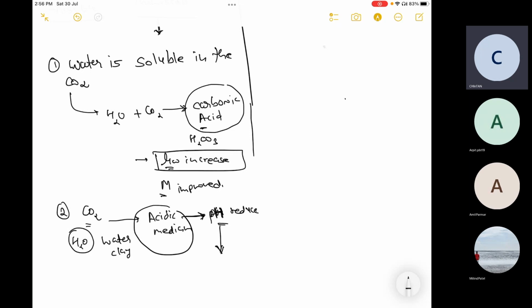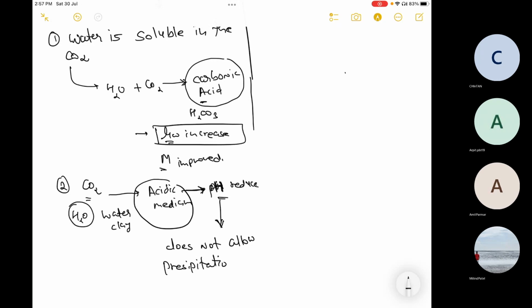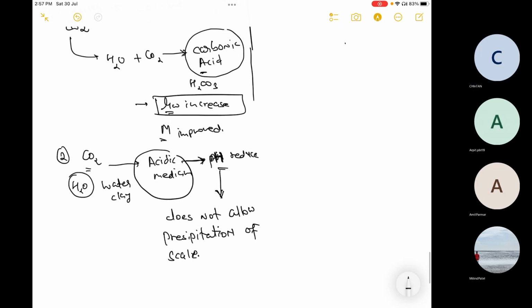just go through production also once. There I have explained the scale formation as well. So it won't allow to form a scale. Okay, it won't allow to form a scale, or I can say it does not allow precipitation of scale. I think it's S only. So precipitation of a scale it won't allow because we have already reduced pH.